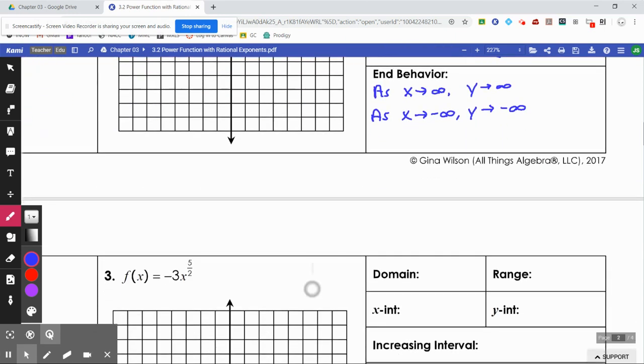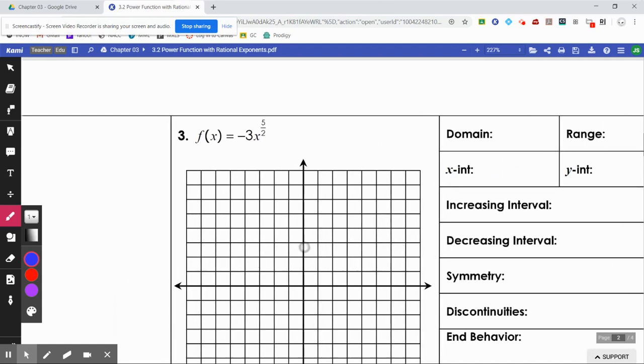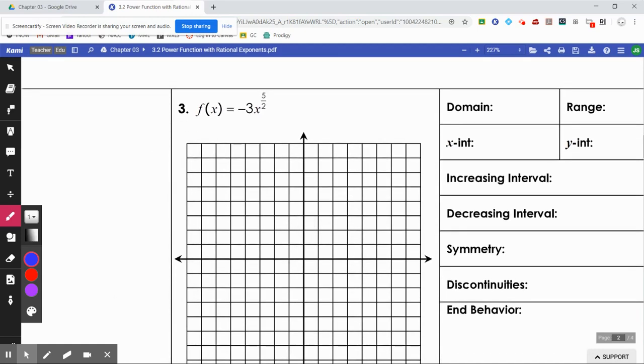Okay, on to the next problem, number 3. We're graphing now negative 3x to the 5/2 power. First thing you need to do is rewrite it. That'd be negative 3 times the square root, since the bottom number is the root, the square root of x to the 5th power. Now let's do a t-table and plug some values in.